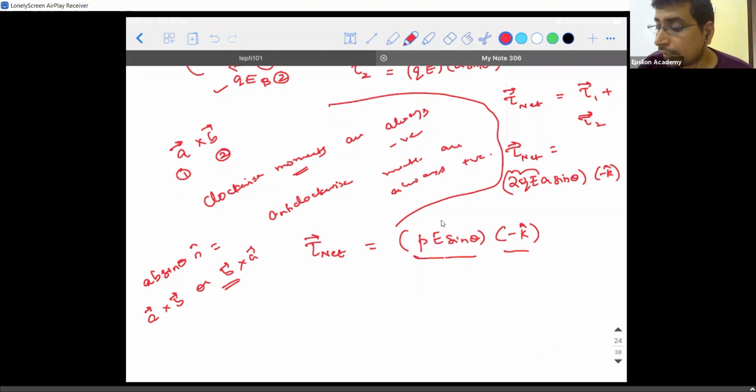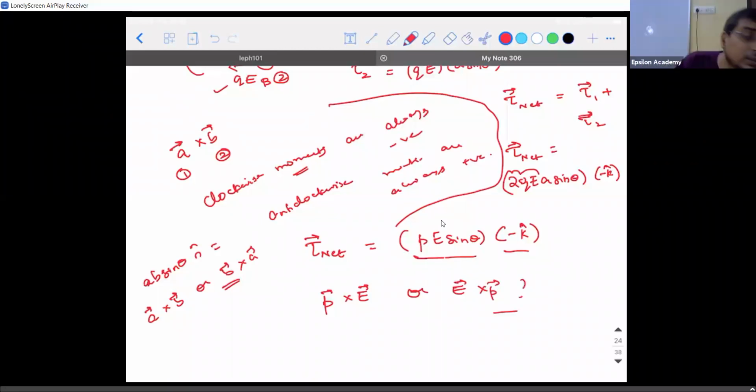Now, the question I have in mind is, do I need to write it as P vector cross E vector or E vector cross P vector? What is the right one? Because for torque, you people told me it is R cross F, it is not F cross R. That is how it is formed. So, P sin theta minus k cap, I should either write it as P cross E or E cross P. What is right?